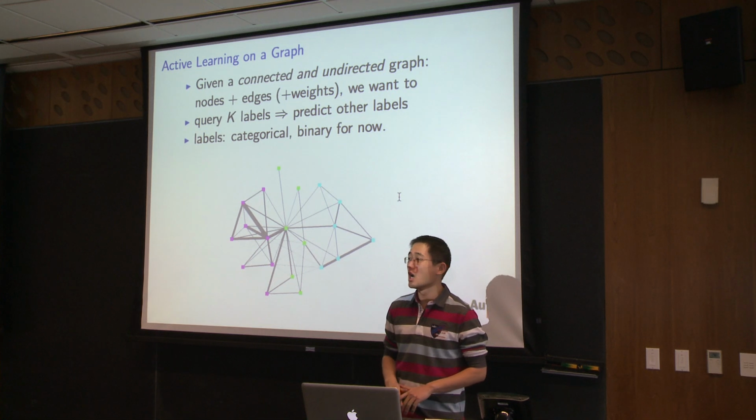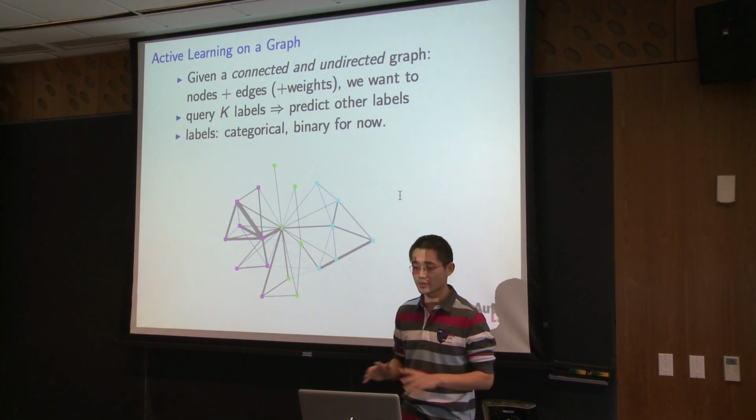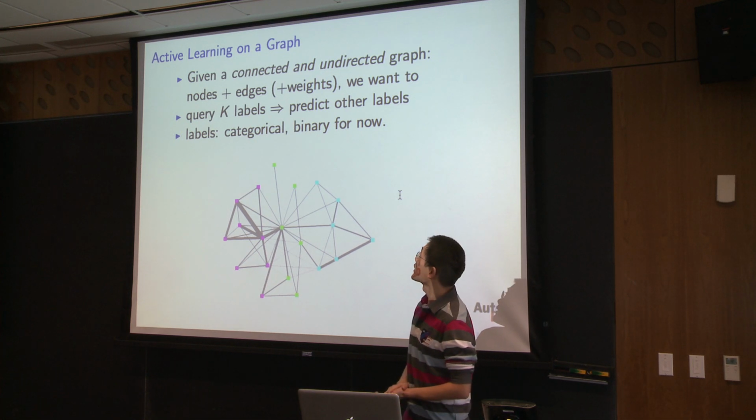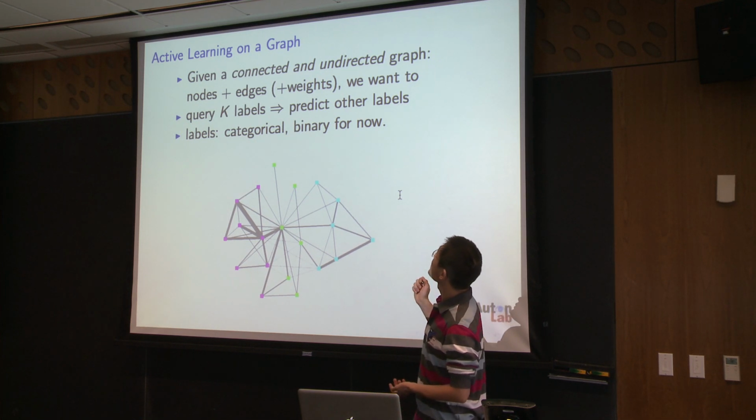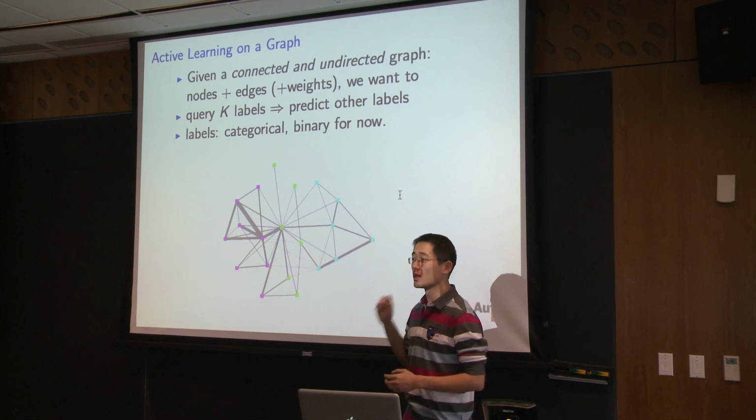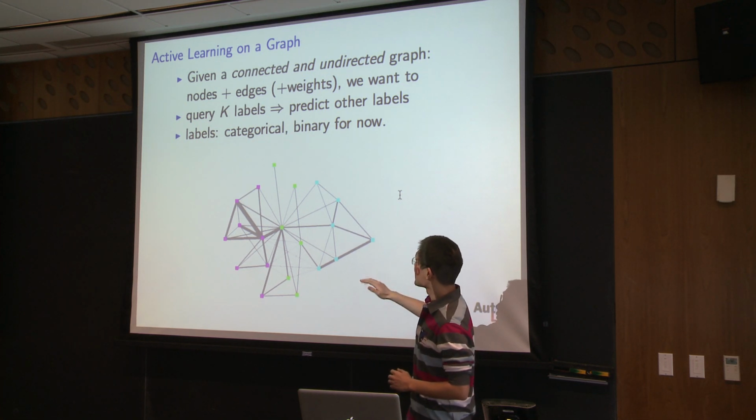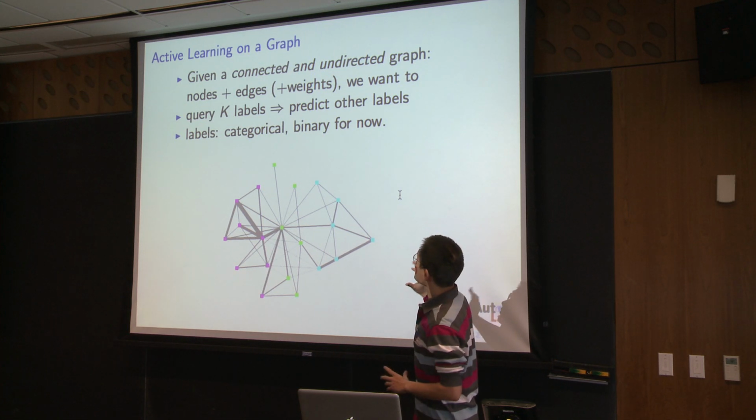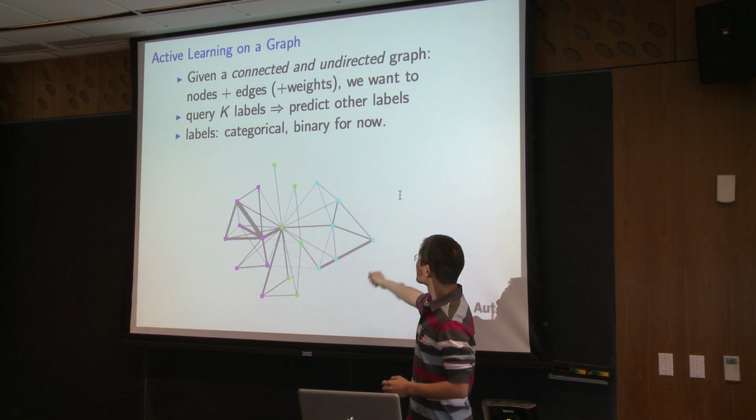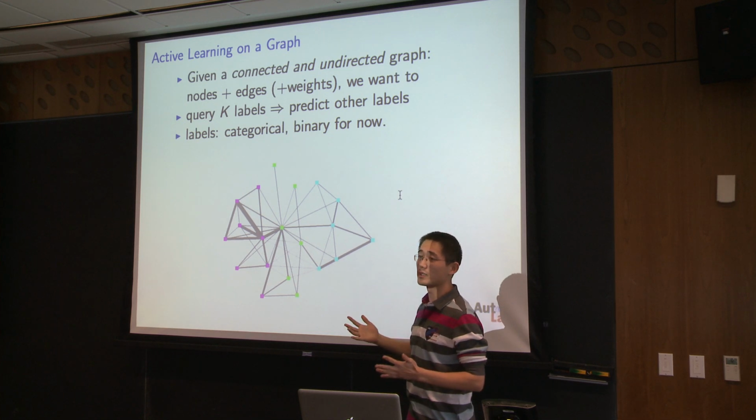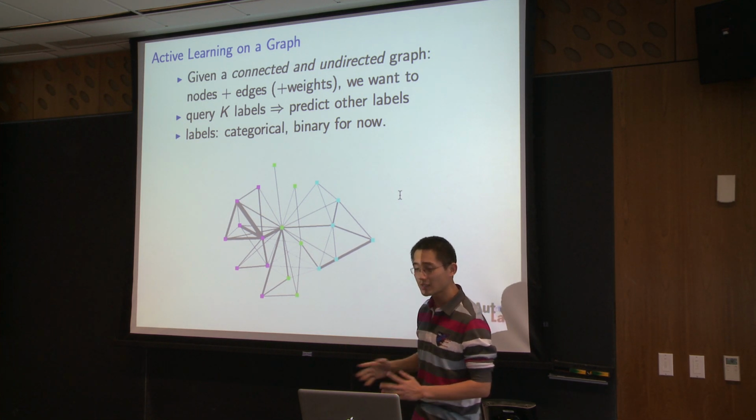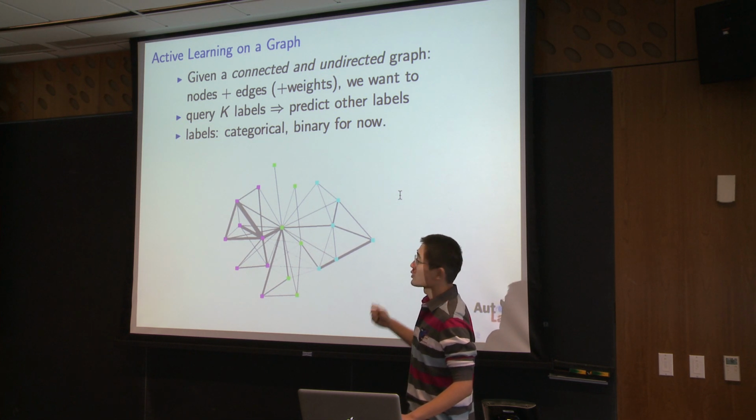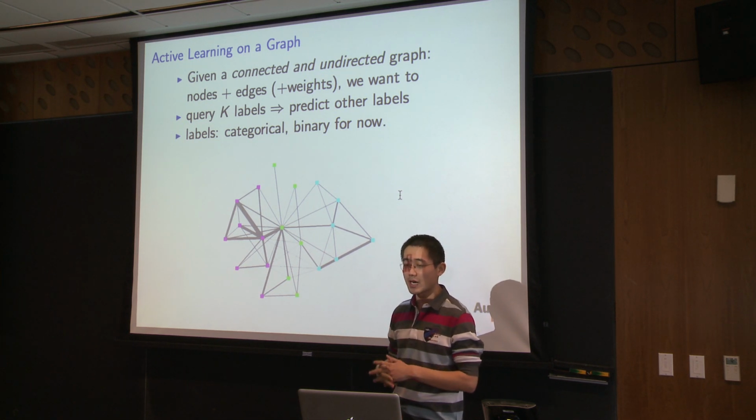So the task we want to solve is the active learning on a graph. That is, we're given a connected and undirected graph. We know its nodes, we know its edges. Maybe this is an example of a graph, but you actually get a much larger one. And some edges may have weight, or you can deal with graphs that do not carry weight. And we want to query k labels so that we can best predict other labels.